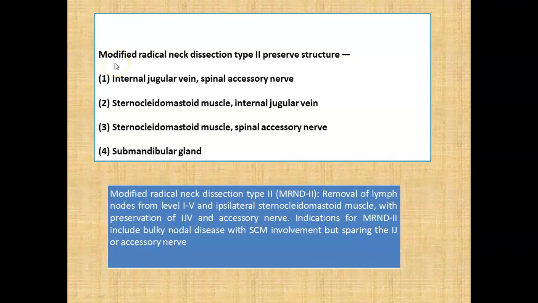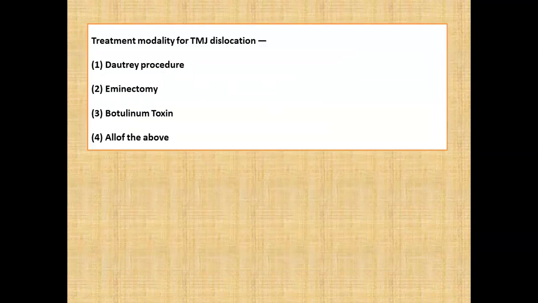Now, what structures does modified radical neck dissection type 2 preserve? Remember, in type 2 they remove lymph nodes from level 1 to 5 and the ipsilateral sternocleidomastoid muscle, with preservation of two things: the internal jugular vein and the spinal accessory nerve. So here the correct answer is option 1.